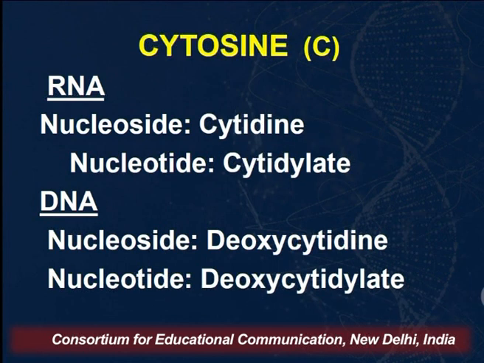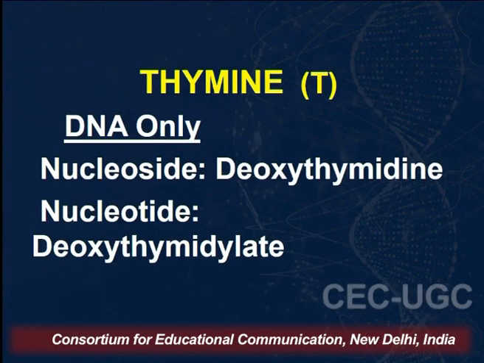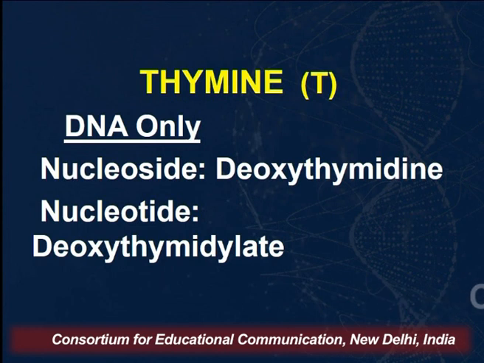Now we know for cytosine, which is again present both in DNA and RNA, the nucleoside will be cytidine and the nucleotide will be named cytidylate. For DNA, we will add the word deoxy to the name of the nucleoside, that is, it will become deoxycytidine, and the nucleotide would be deoxycytidylate. Now you have to remember, thymine is present only in DNA.